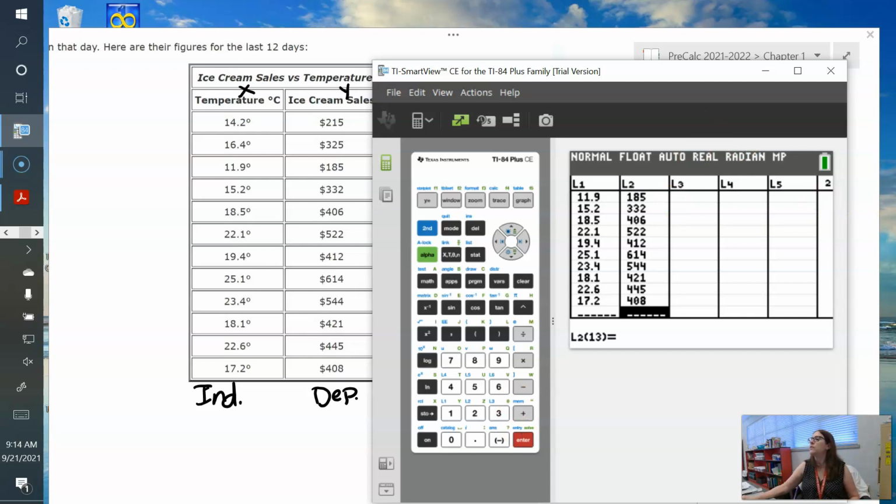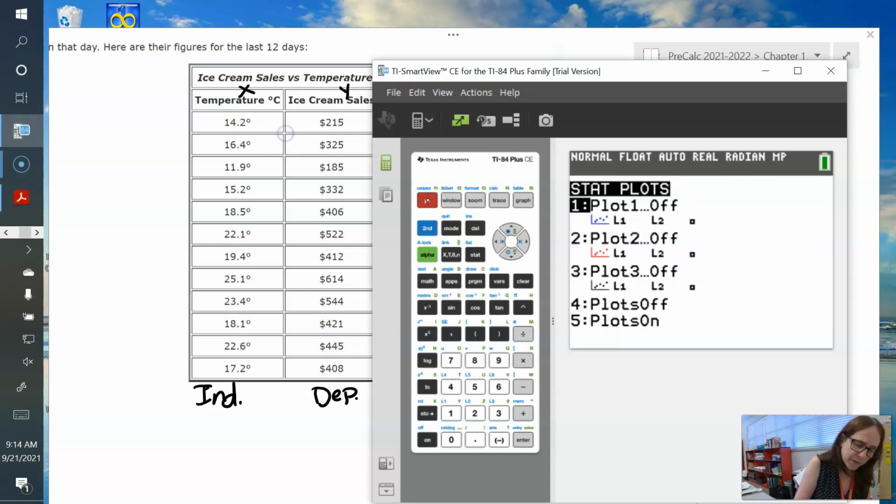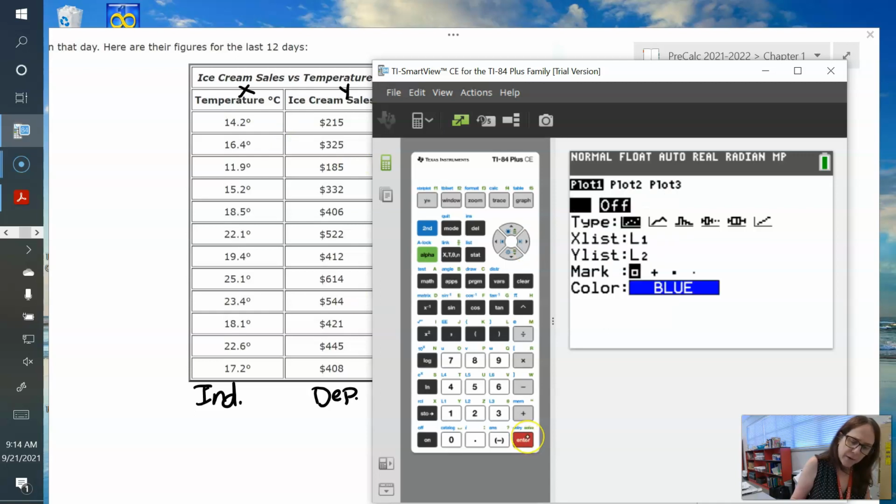The next thing I want to do is make the plot. So what I'm going to do is I'm going to press second, and then I'm going to press stat plot, which is up here. And I'm going to turn my plot on. So I hit enter, and then I hit enter again, and that turns the plot on. And I think I'll go ahead and choose a different color. Let's make this red.